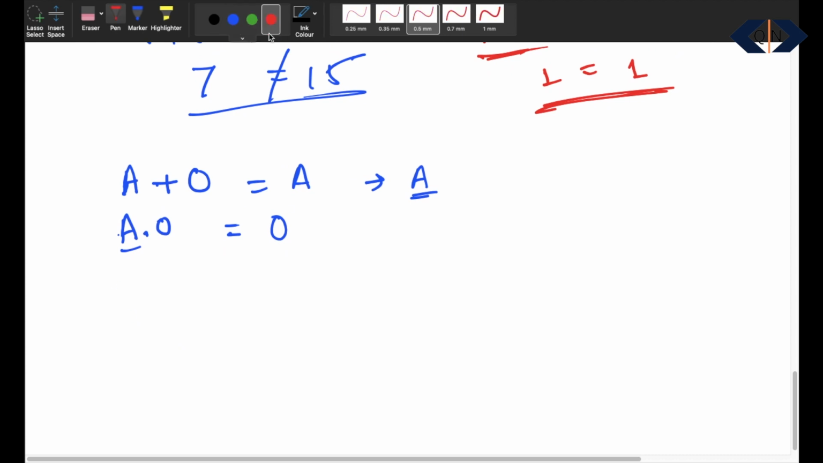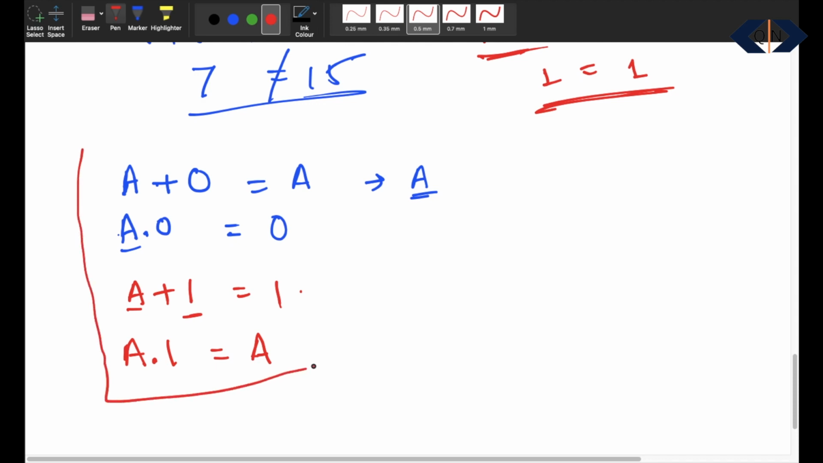Now let's see the effect of 1. So A plus 1 is always 1. Suppose A is 0, so 0 plus 1 is 1, 1 plus 1 is 1. So if we have 1, it nullifies the effect of OR. And A into 1 will always be A. Suppose A is 0, 0 into 1 is 0, and if A is 1, then 1 into 1 is 1, right? So these are the properties with the identity. We will be utilizing these properties at multiple places to simplify the circuit.